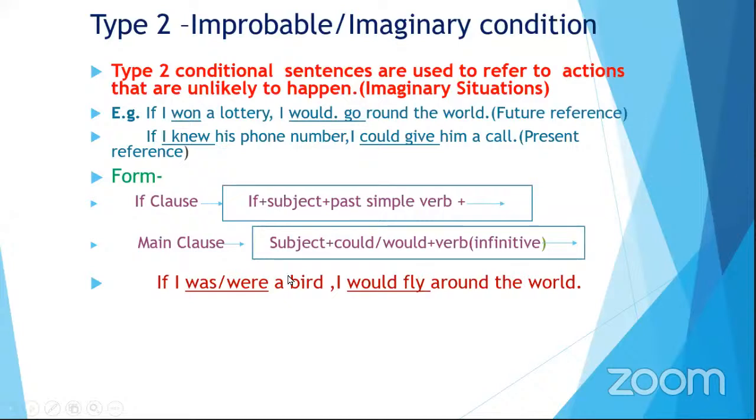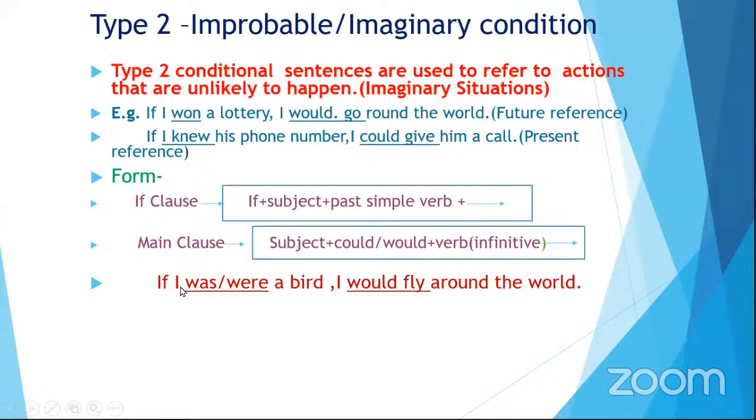If I were a bird, usually you can have was, because I is a singular subject, but we can use either a singular verb or a plural verb with these type 2 conditional sentences. If I were a bird, so you talk about an imaginary situation. What would you do? I would fly around the world.